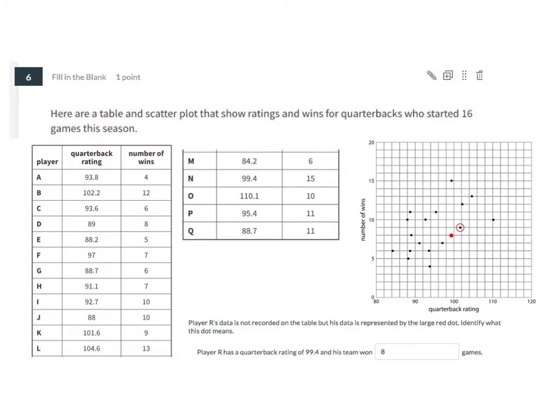All right, so again, the same quarterback rating, same everything, same scatter plot. It says, if player R's data is not recorded on the table, but his data is represented by the large red dot, identify what this dot means. So if player R, the quarterback's rating is 9.9, what is the games? So remember, here's our quarterback ratings, and then here's our number of games. We're looking at the red dot, so that's probably going to be 8. That's why our answer is 8.